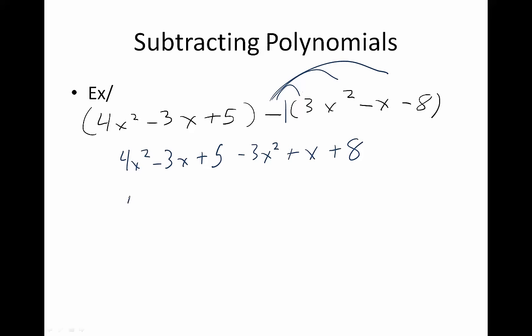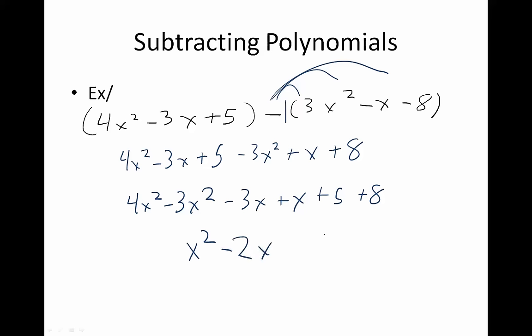This way, the subtraction goes to everything inside the parentheses like it's supposed to. Now we'll go ahead and group the terms. 4x squared minus 3x squared, negative 3x plus x, plus 5 plus 8, and put it all together. 4x squared minus 3x squared is x squared. Negative 3x plus x is negative 2x. Plus 5 plus 8 is plus 13. And there's my final answer.